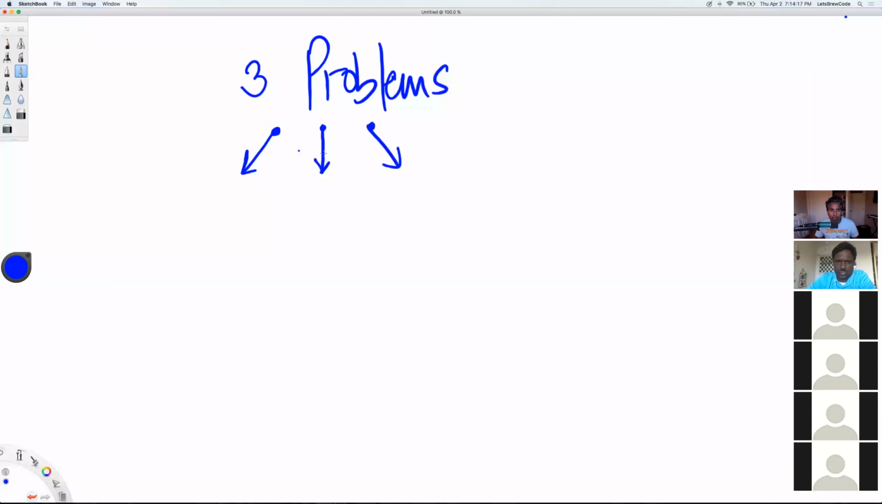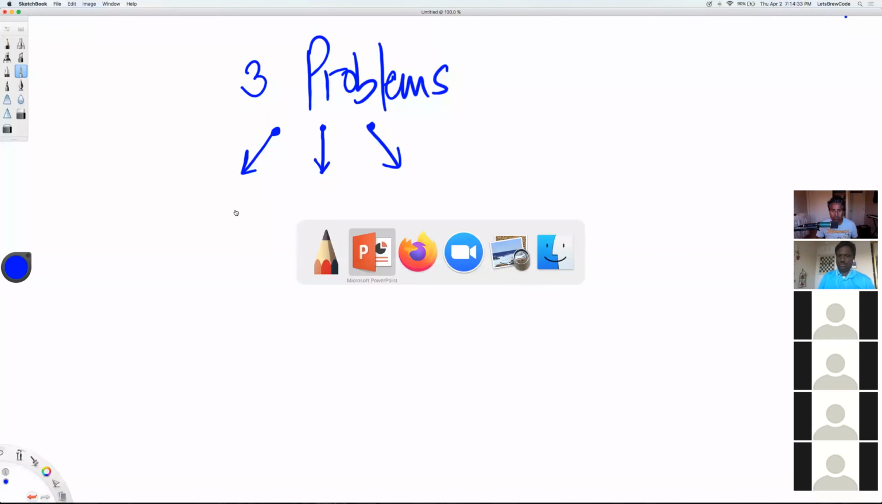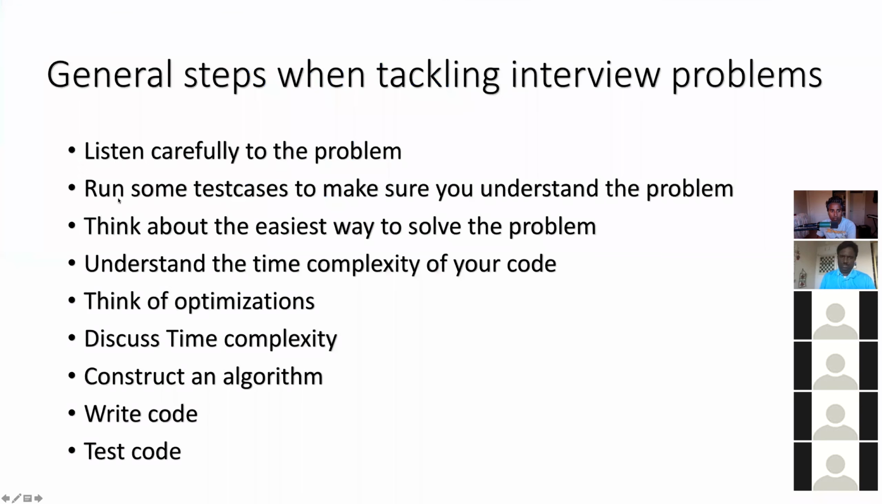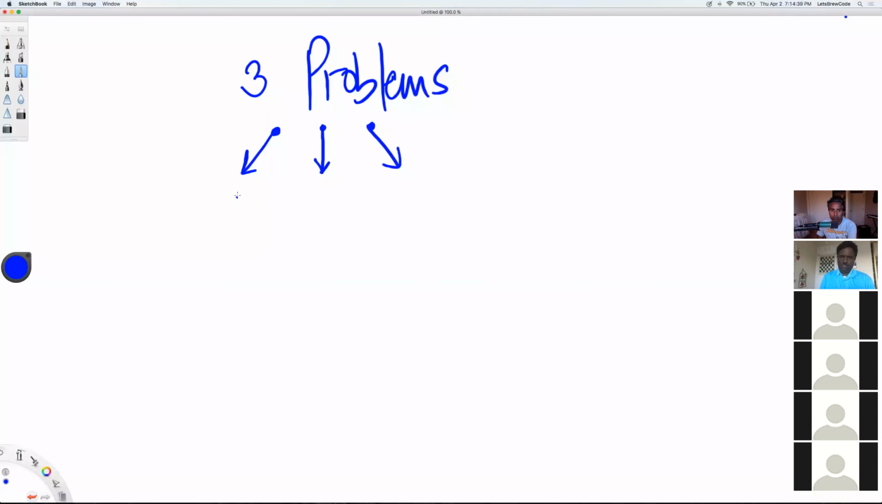In this interview lab, I'm going to give you three problems and you choose which one you want to attack. And if you can do more than one, that's completely fine. What I'm looking for is that you understand the problem first. You write some test cases, as discussed here, and run some test cases through it. Then you think about solving those problems. How will you solve those problems in your own head?